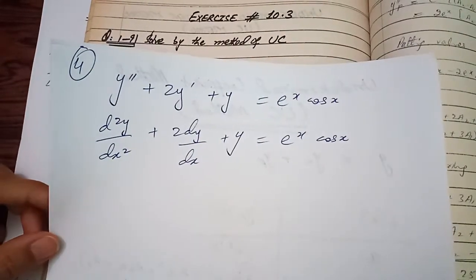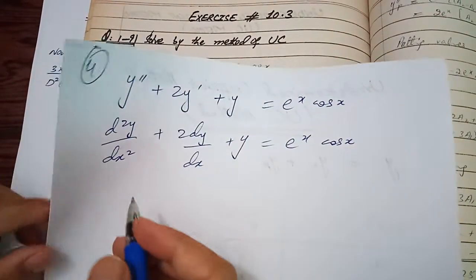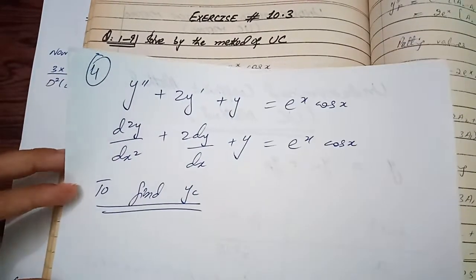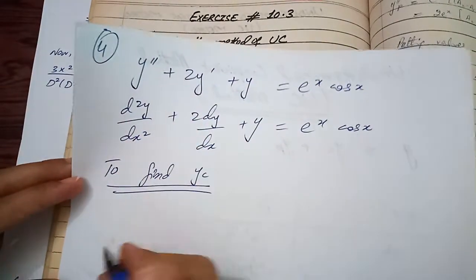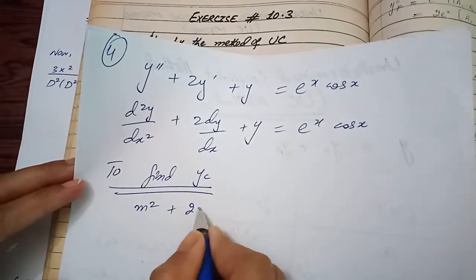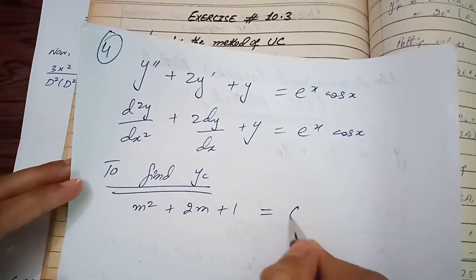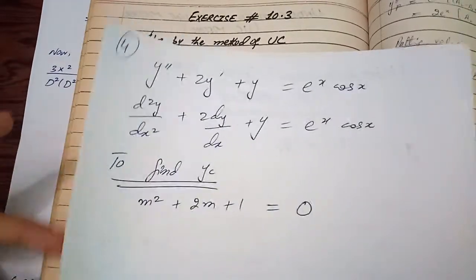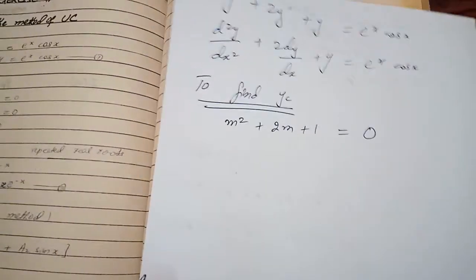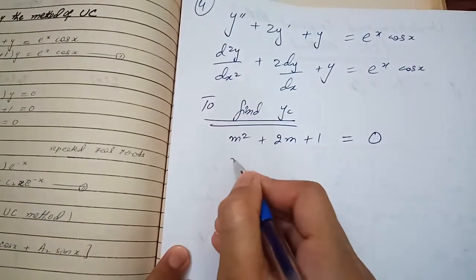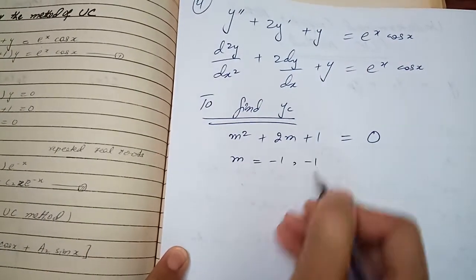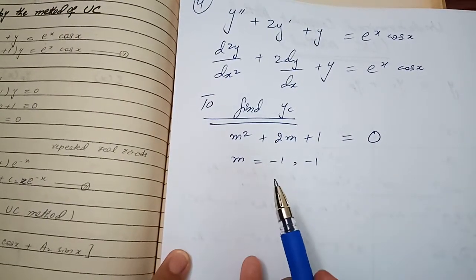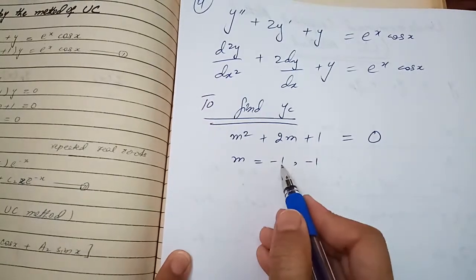First of all, you have to do what? You have to find the complementary solution. For the complementary solution, to find yc, you have to write the associated equation: m squared plus 2m plus 1 equals 0. Write it as 0, the homogeneous equation. Factorize it. Once we factorize it, we will get m equals -1 and -1. You can factorize it, or you can find the roots by using the quadratic formula. It's up to you. These are repeated real roots.